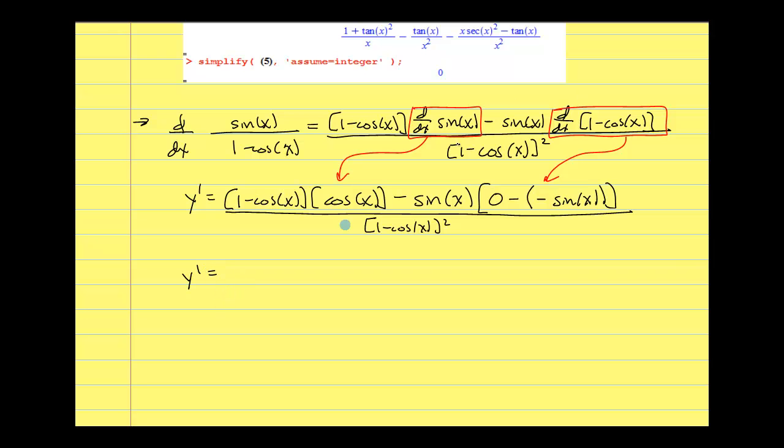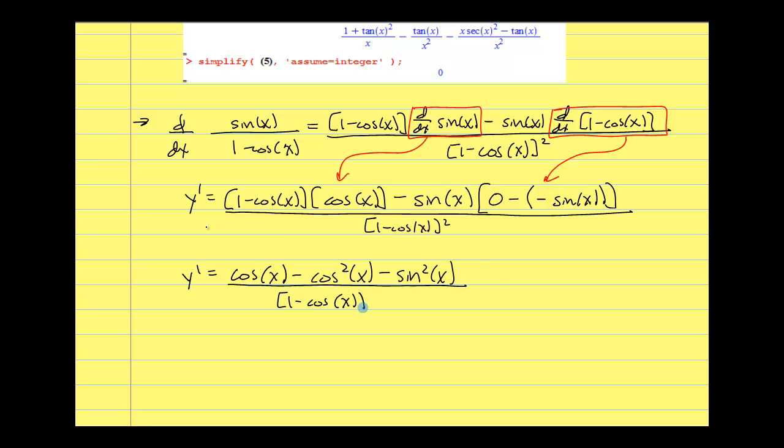Okay, so let's look at this. I'm going to distribute the cosine. So I'm going to have cosine of x times 1 is cosine of x. Distribute the cosine through here and I get minus cosine squared of x. Now let's look at this. A negative times a negative is a positive. A positive times this negative is a negative sine squared of x. All over 1 minus cosine of x quantity squared.